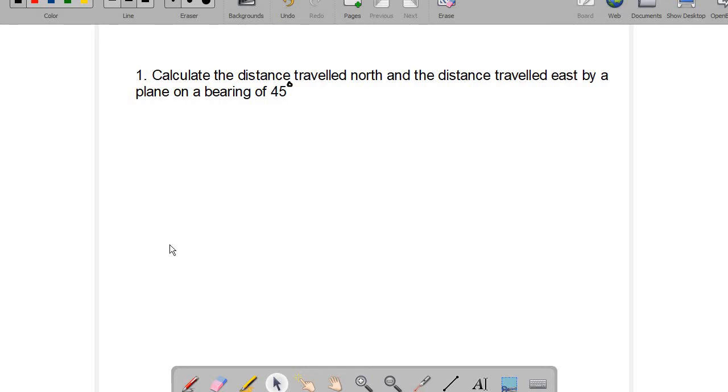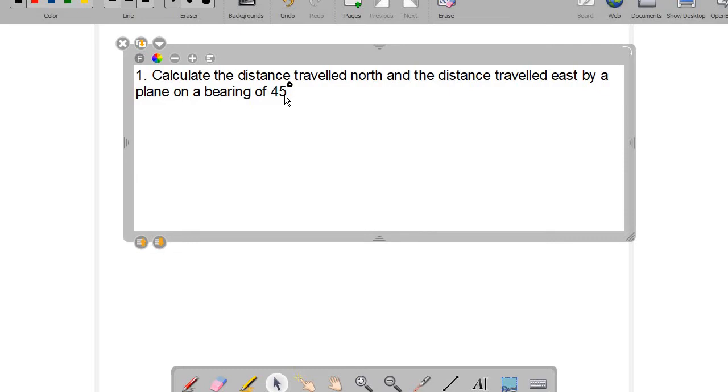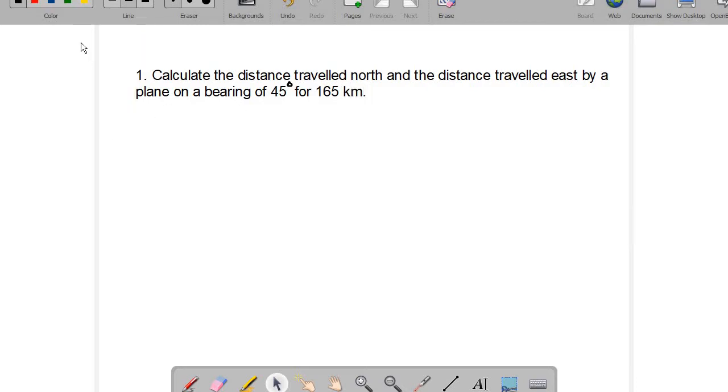Okay, so the first thing I'm going to do for this question, the question says calculate the distance traveled north and the distance traveled east by a plane on a bearing of 45 degrees for 165 kilometers. Okay, so what you're going to do, you're going to create a diagram representing all of the information in this question.